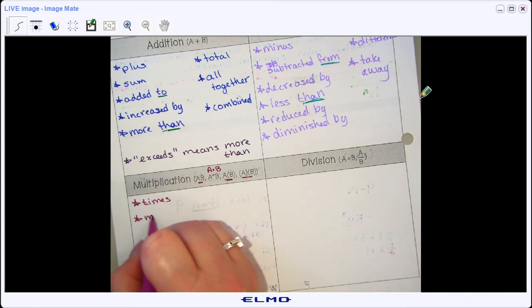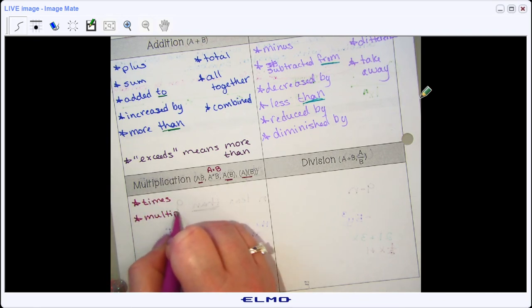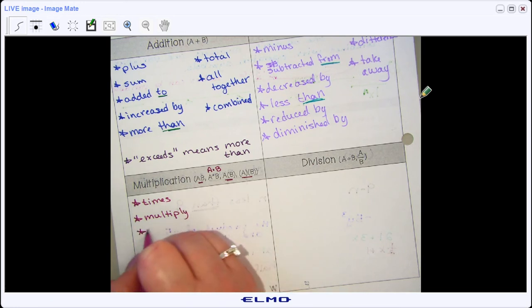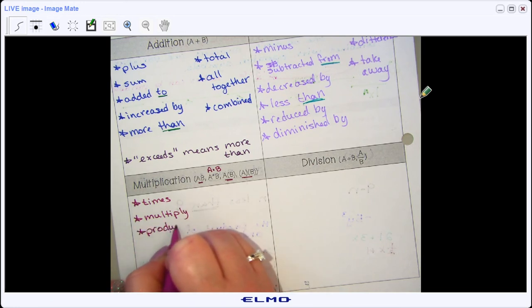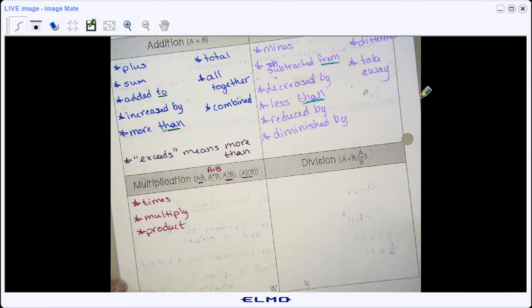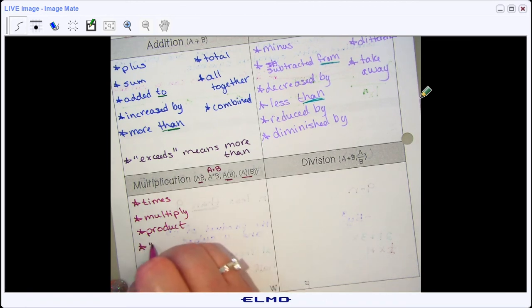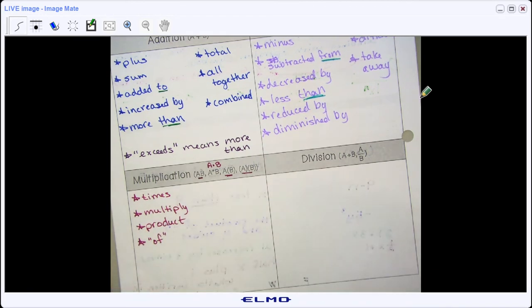So we got times, multiply, product. That's pretty much it. Oh, and the word of. So like, for example, 3/4 of X means you would multiply the two of them together.